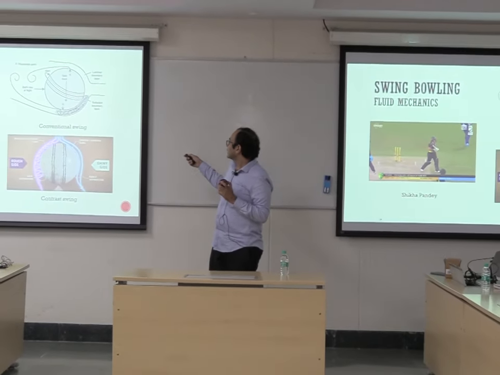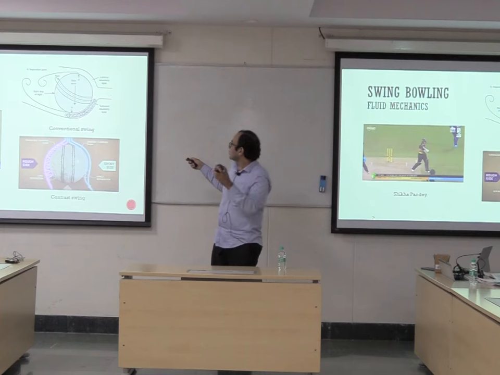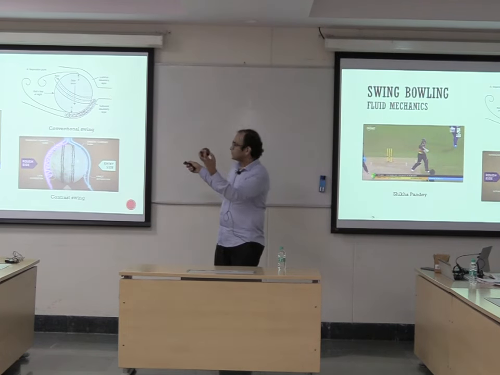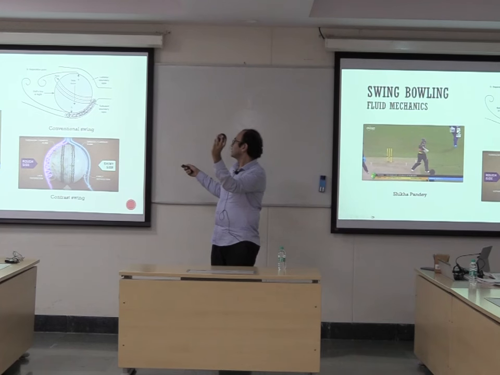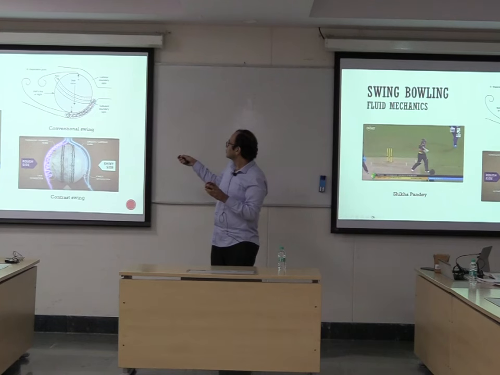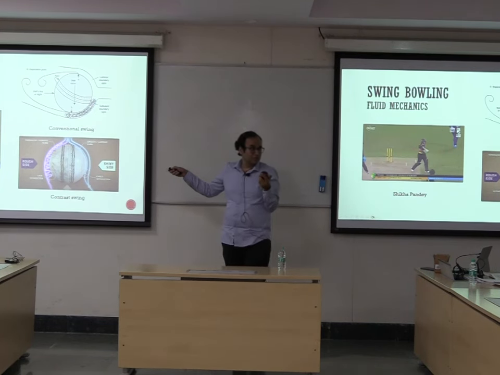So what happens if this is the air which is coming in, or the air is constant and the ball is following it? If the scene is somewhat like this, then you have turbulent flow on this side, because when the air comes in contact with the stitches, it stops being a smooth flow right there itself.